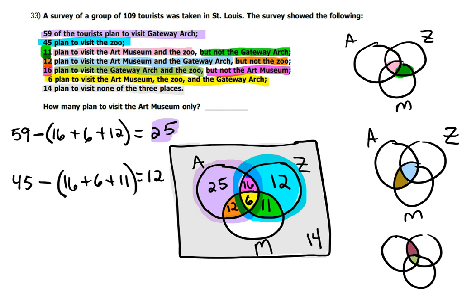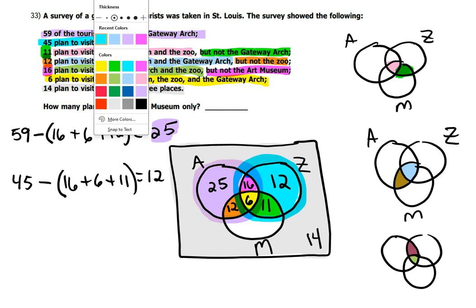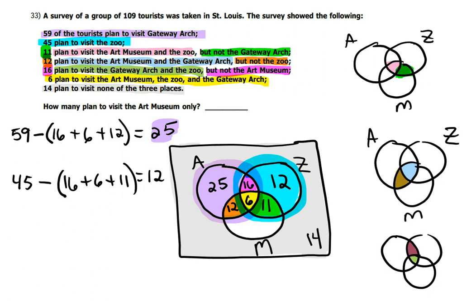And then we have one more piece. I guess I'll go with dark gray on this one. Okay. So now what's left? I'm missing this piece right here. It's the only region left. And I was told there was 109 tourists altogether. So I guess I really shouldn't highlight that in gray. There's 109 tourists in this entire rectangle.